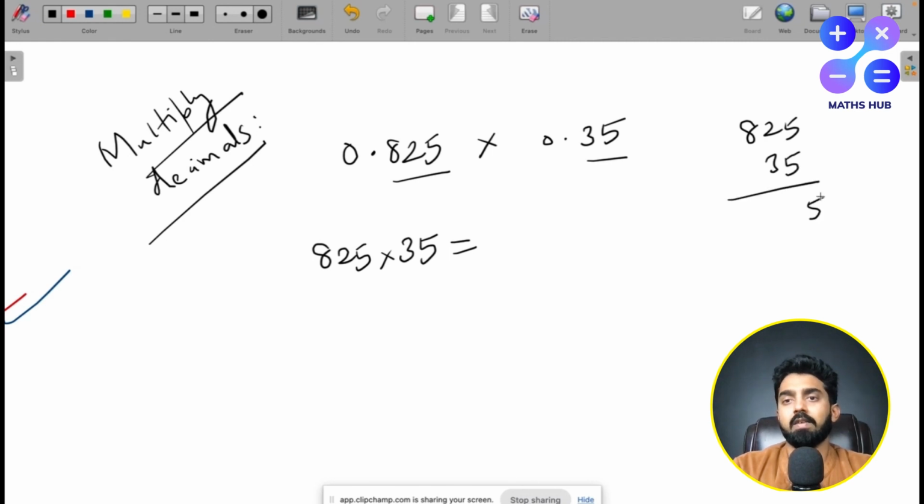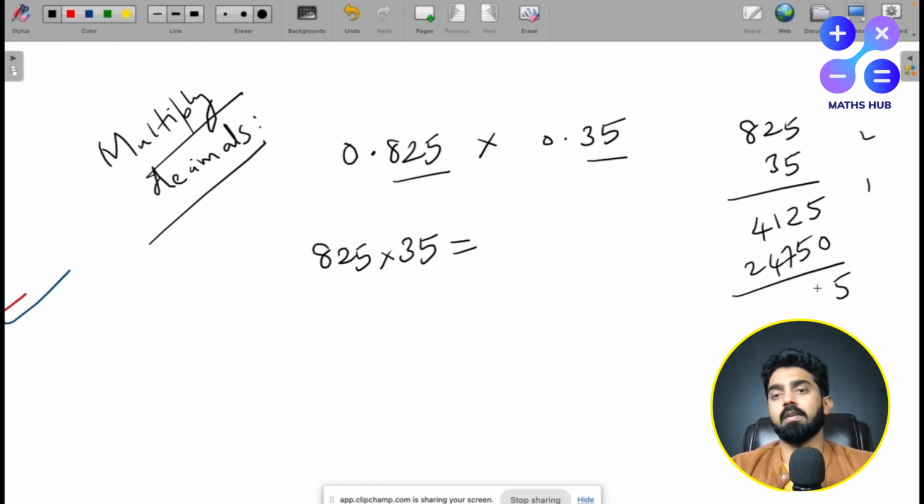So 5 fives are 25, 5 twos are 10 plus 2 is 12, 5 eights are 40 plus 1 is 41. Then 3 fives are 15. When you multiply this, you add a 0 here because it's 30. So 3 fives are 15, 3 twos are 6 plus 1 is 7, 3 eights are 24. So that's 28875.